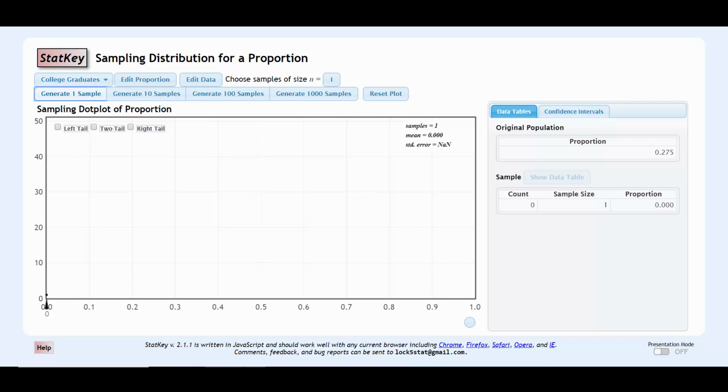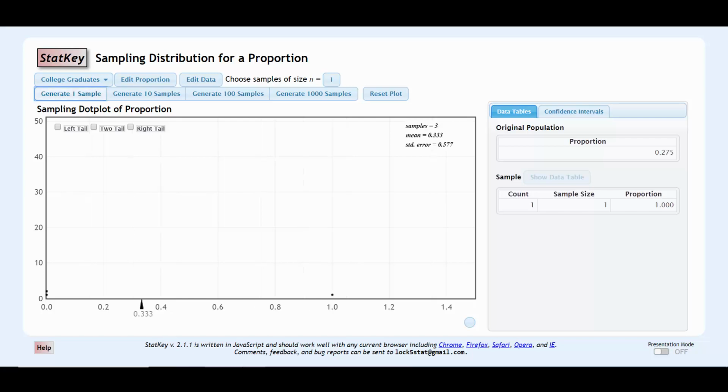They said no, because I got 0 people that were a college graduate out of the one person that I sampled, which means the proportion there is 0. 0 out of 1 is 0. So the proportion is 0, and we would plot that on our dot plot over here. So we get that dot at 0. I generate another sample, and you can see my second dot right here, and that person also was not a college graduate, so the proportion in that sample was 0.